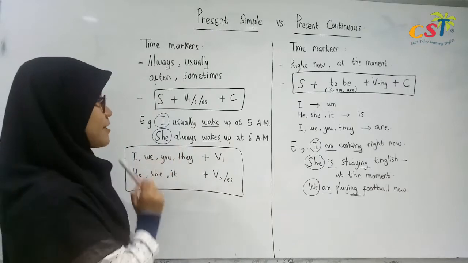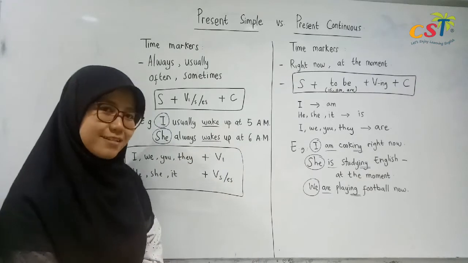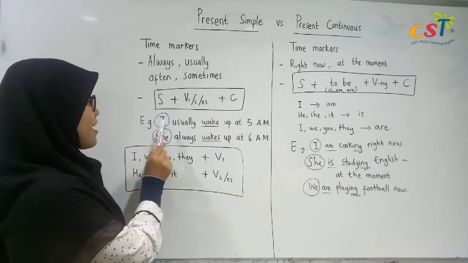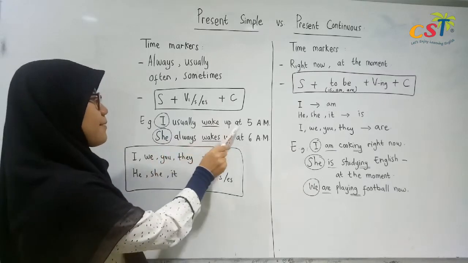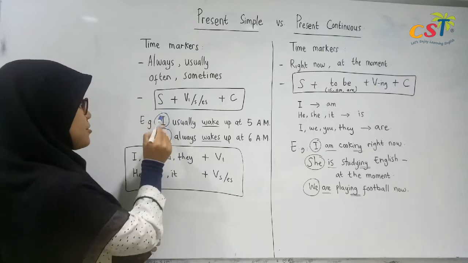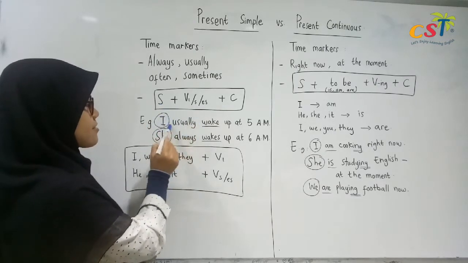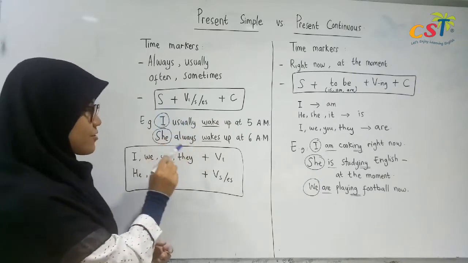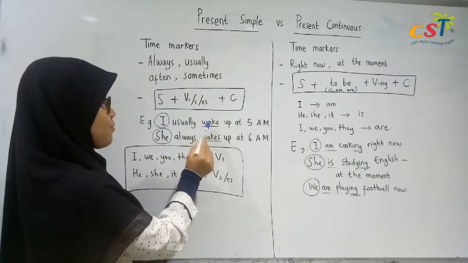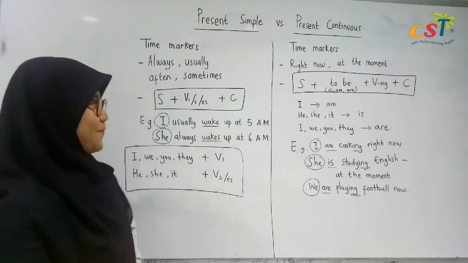This one, the example that I provide, is adverb of time. So it tells you the time. This is the example. Let's take a look. I usually wake up at 5 a.m. So this one, you have the subject, and then the time marker is inserted in the sentence, then followed by the verb 1 and then adverb of time.